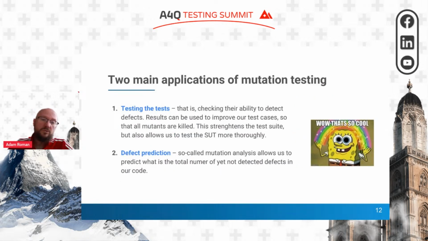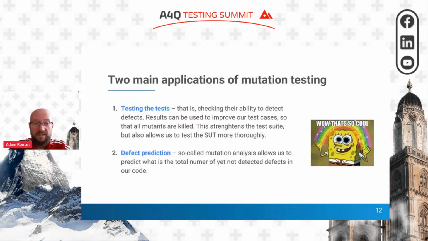And now there are two main applications of this technique. First, I have just told you about it: testing the tests. We use mutation testing to count the so-called mutation score, the fraction of mutants killed by our tests, to check the quality of our test suite or our test set.